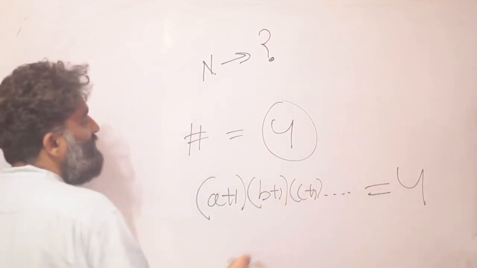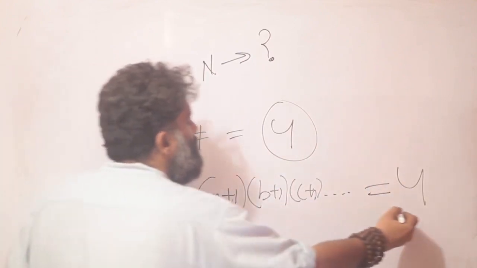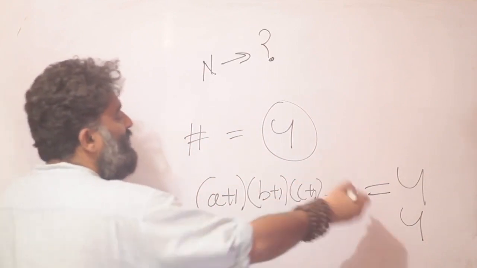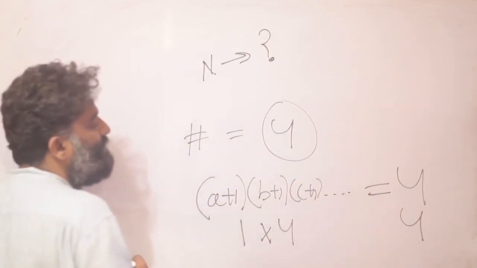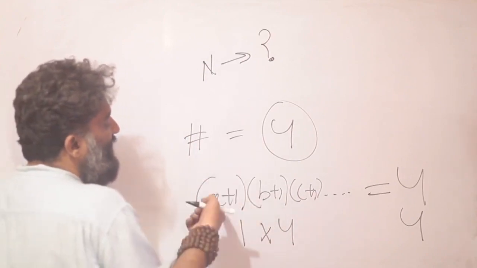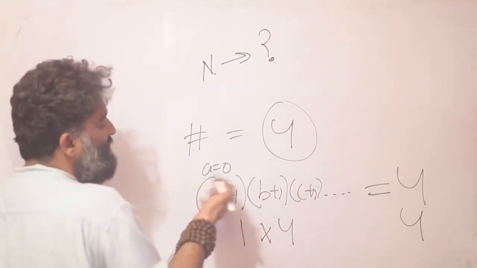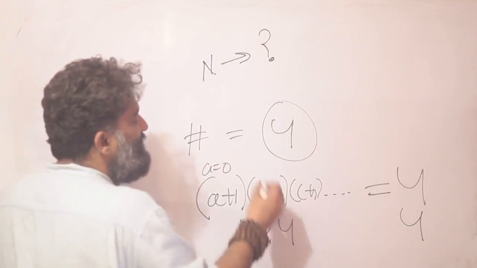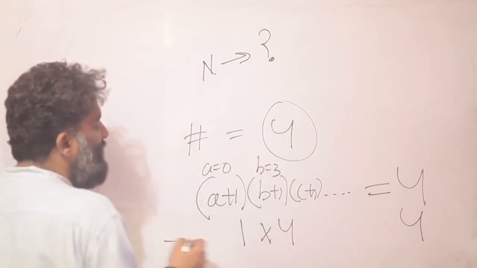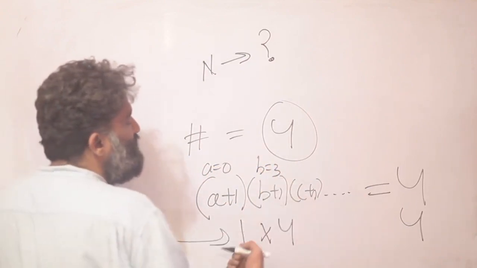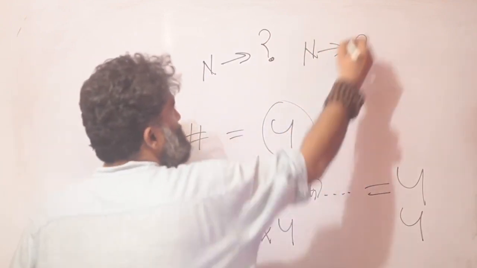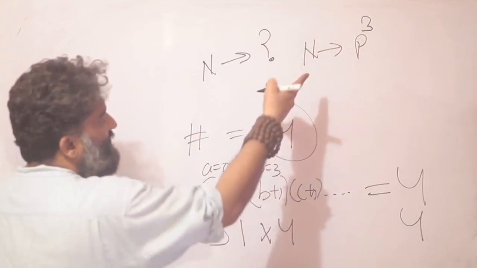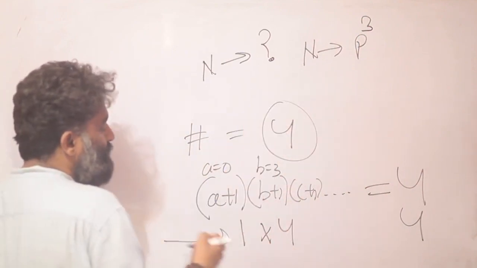Don't know how many, the result is 4. Now I have to think a little manually, what can 4 be rewritten as? It can be written as 1 into 4, right? That would mean a is 0, that means it doesn't matter. B is 3. So if I look at this situation, 4 is equal to 1 into 4, I would say the number is p raised to 3, because then it would have 4 factors, right?